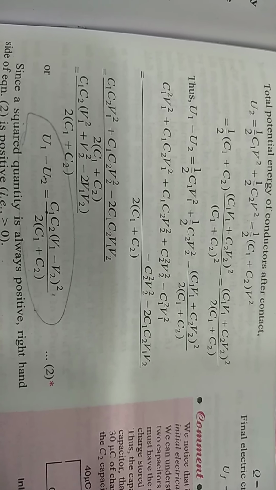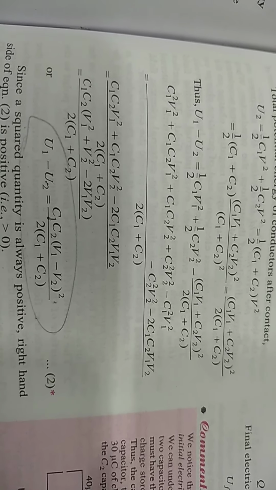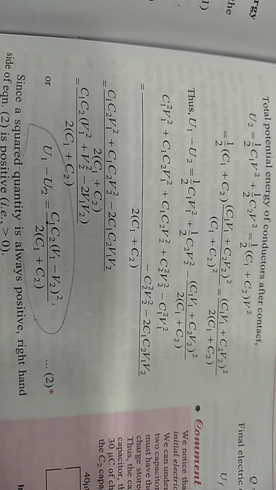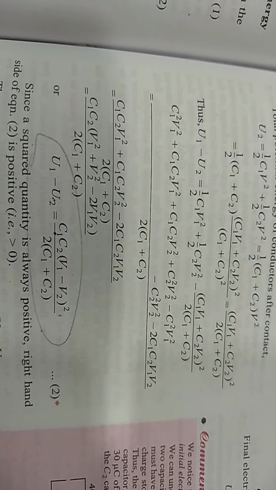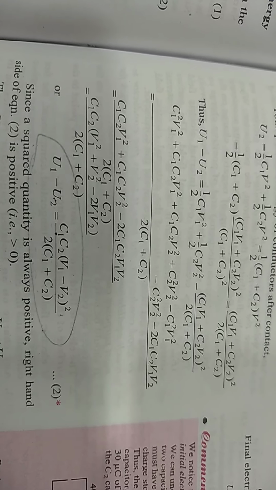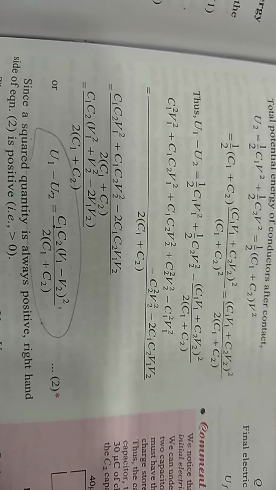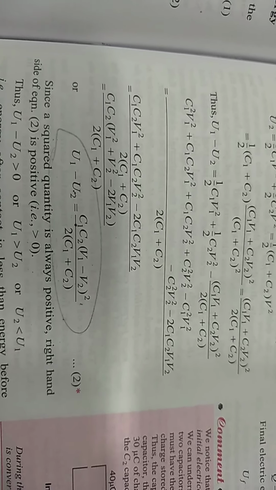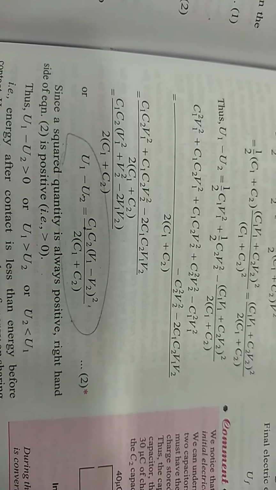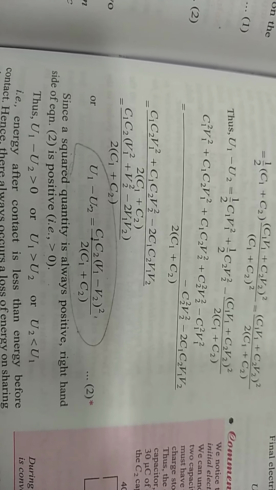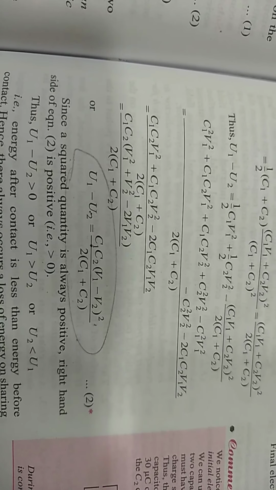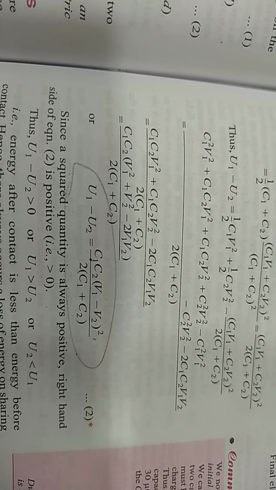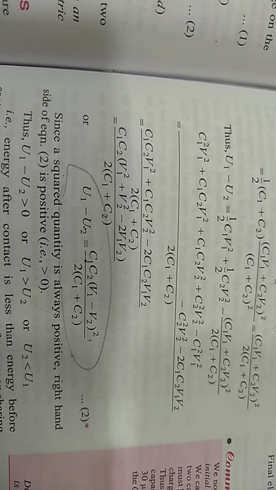So you can see this, that the (V1 minus V2) whole square, it is a square. It means the U1 minus U2 term has to be positive. It has to be greater than 0. It means you can prove that U1 is greater than U2. So the energy after contact has to be less than the energy before the contact. And where does this energy go? So this energy goes or is lost in terms of heat.